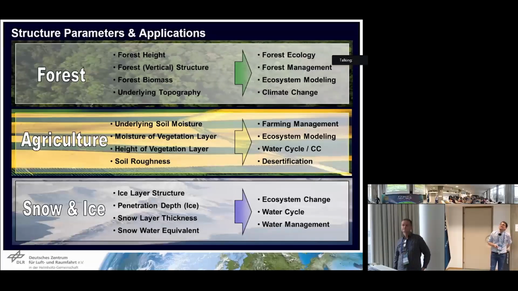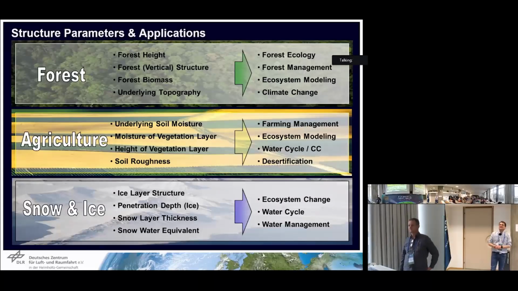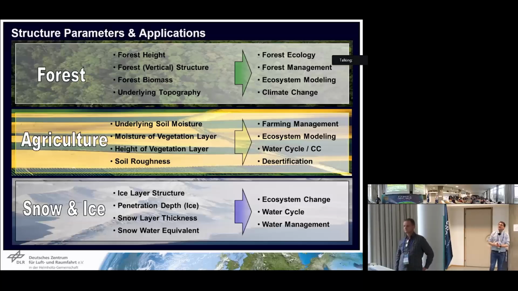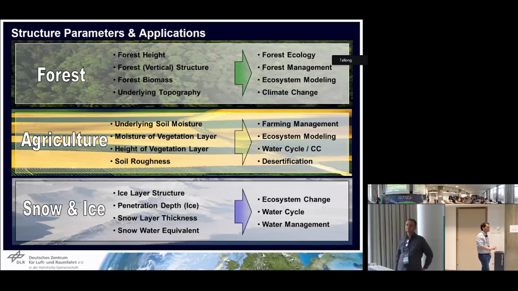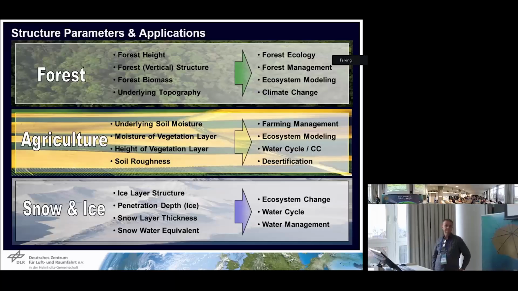And the same concept, of course, we started with forest, but I said many times, it applies to agriculture and to ice. So whenever you have a volume, depending on the environment, you have different applications. So you start, for instance, in forest. I think forest height is the most demonstrated application of PolInSAR in forest. It's the one which has been very well documented. We know performance, we know what to expect from it.